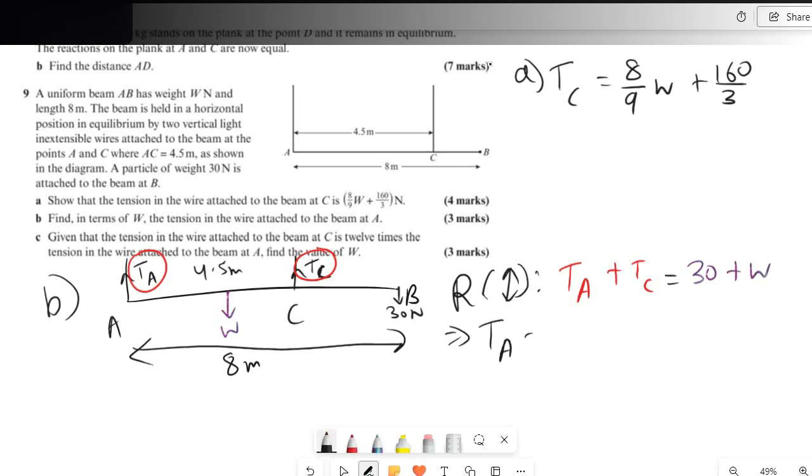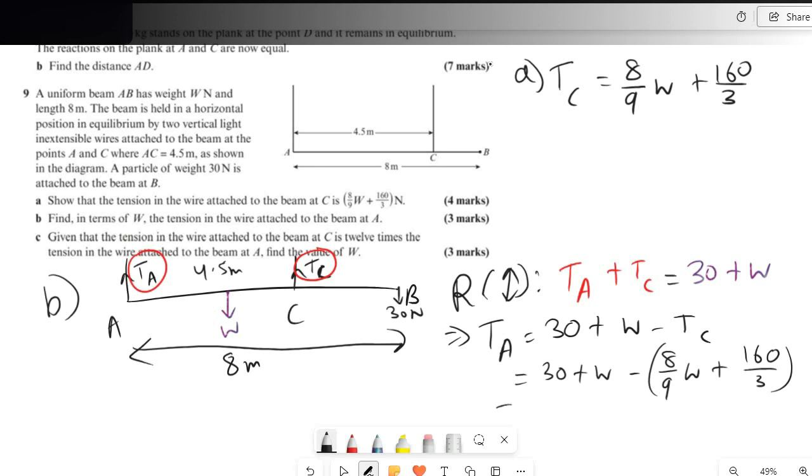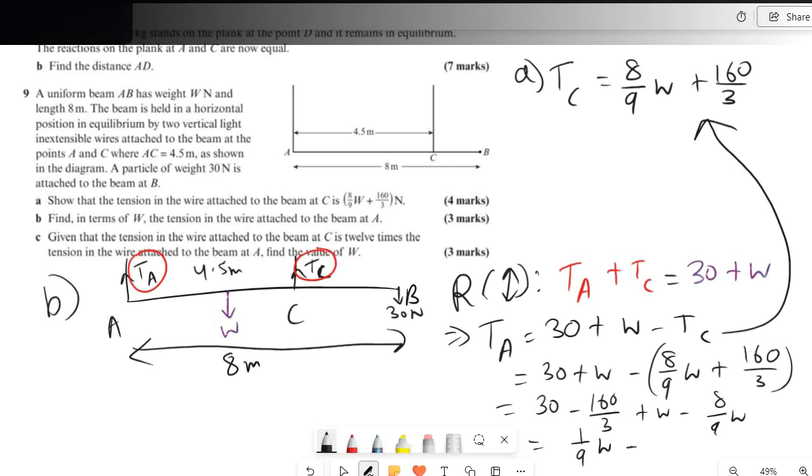Now making TA the subject, we get TA is equal to 30 plus W minus tension at C, which is TC. So 30 plus W minus TC, which is minus 8 by 9 W plus 160 by 3. So we have to put brackets because this is the value that you have gotten here. So 30 minus 160 by 3 plus W minus 8 by 9 W, which is simply going to be 1 by 9 W minus 70 by 3 newtons. And this is the answer for B.